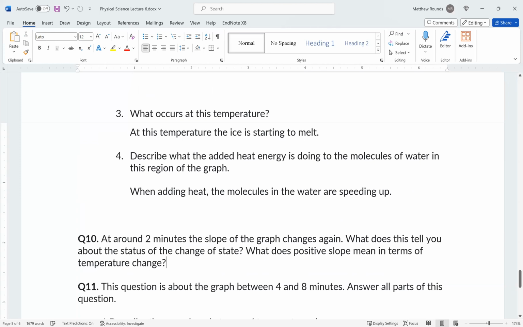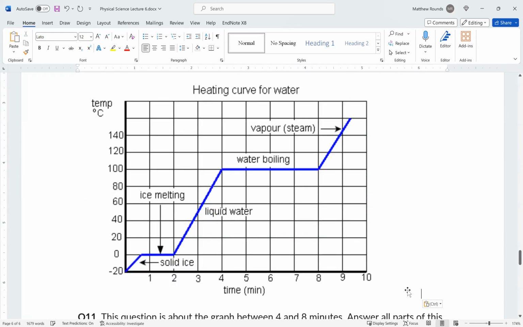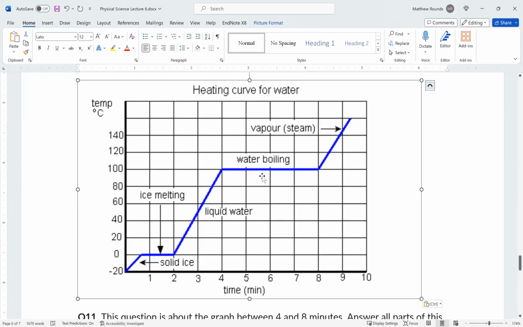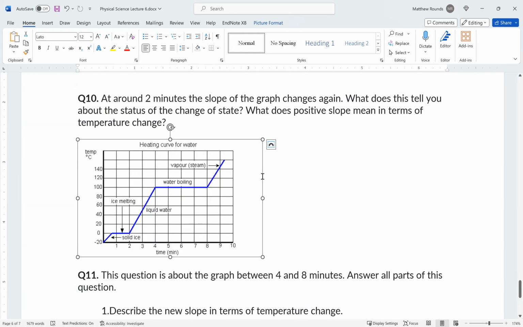Make it a little smaller. All right, so at around 2 minutes, the slope of the graph changes again, right? It was flat here, horizontal, and then it changes. So let's take a look here. What does this tell you about the state of the change of state?